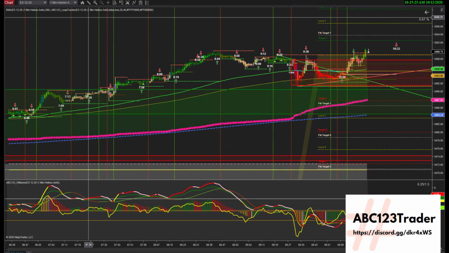My goal right now is to hit fib target 1 or level 1. And if I can do that... I can't use my mouse right now. If I can't do that, then I'll shut her down early.